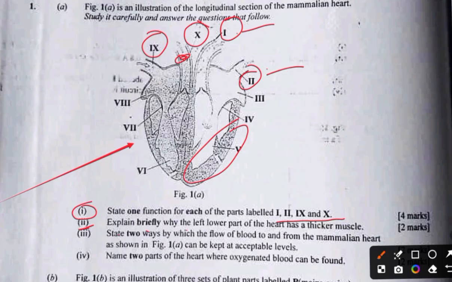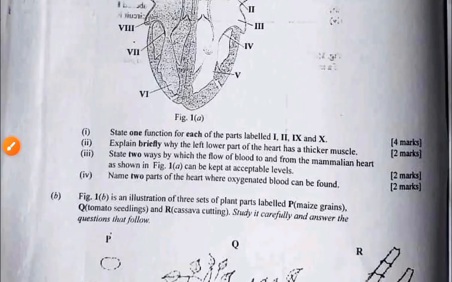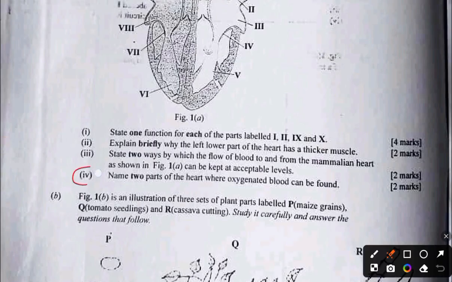So that is it. The next one says, state 2 ways by which flow of blood from the mammalian heart, as shown in figure 1a, can be kept at acceptable levels. So the first thing to do is to engage in regular exercises. Also, you have to take in healthy diets. So the next one.